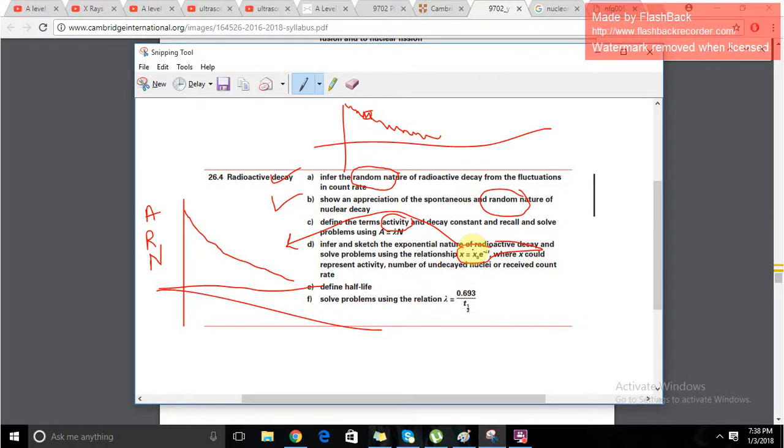This is fairly easy. x naught is the initial activity or the initial count rate. That is when time was 0, when the decay process had not started. And t is the time interval after the decay process has begun, and we want to know what the activity or the count rate or the number of undecayed nuclei are at that point in time.